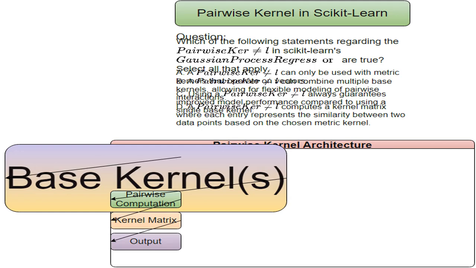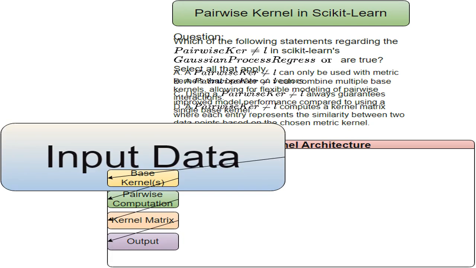This is where the magic happens. I take the base kernel, or kernels, it can handle more than one, and apply it to every possible pair of data points. This means I calculate the similarity between data point 1 and 2, data point 1 and 3, and so on, until I have compared every pair. I'm comparing all the points.